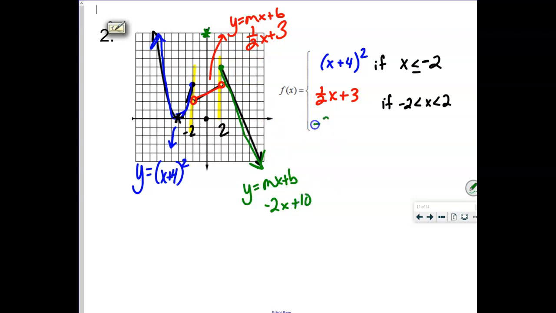So your function for the green piece is -2x plus 10. But this guy only exists for x's that are greater than or equal to 2. Very good. It's got an equal to on it this time because it's a filled in circle. So that's a hoot. Let's do some more of that. Flip the page over. I got 2 more for you.